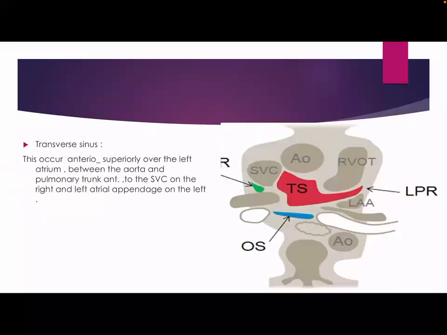The transverse sinus, this red area, occurs anterosuperiorly over the left atrium, between the aorta and pulmonary trunk anteriorly, and the superior vena cava on the right and the left atrial appendage on the left. This is the left atrial appendage on the left. This is the aorta anteriorly, and this is the superior vena cava on the right side. And behind we have the oblique sinus.